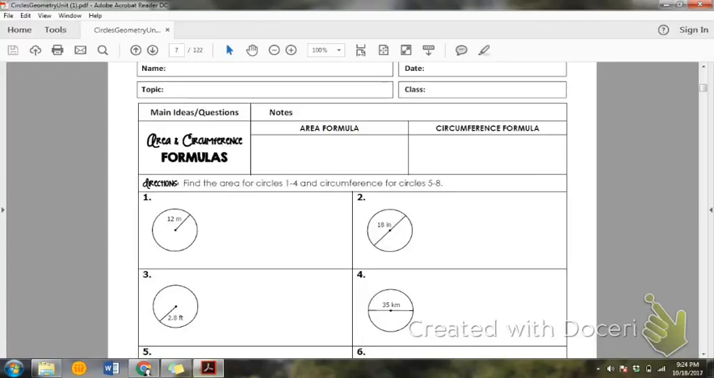Alright, so this is going to be lesson 7.1b. We did 7.1a when we were talking about properties of circles, so we're going to call this one 7.1b. And we're going to do area and circumference.